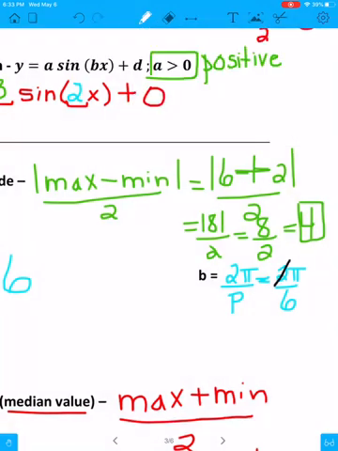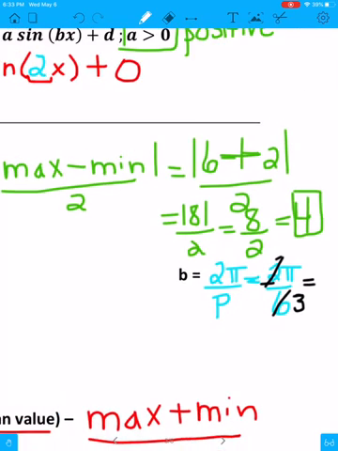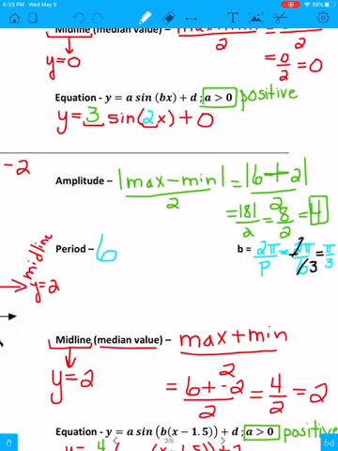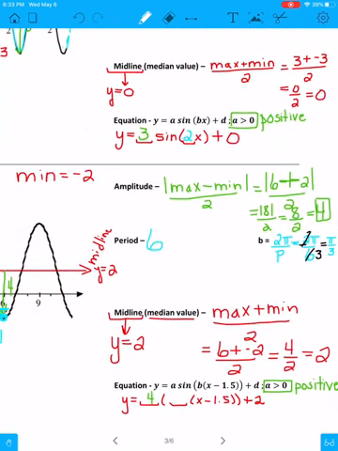2 out of both of these, 2 out of 2 becomes a 1. 6 divided by 2 is equal to 3. So it reduces to pi over 3. So our B is 1 pi over 3, or pi over 3. So for our B, we're going to have pi divided by 3.